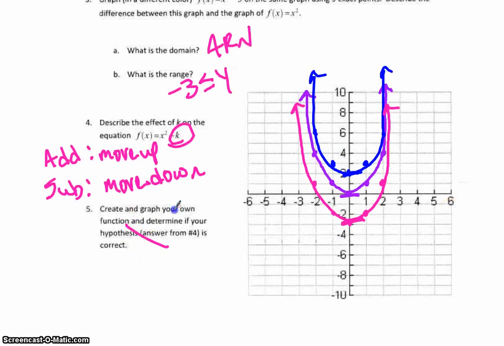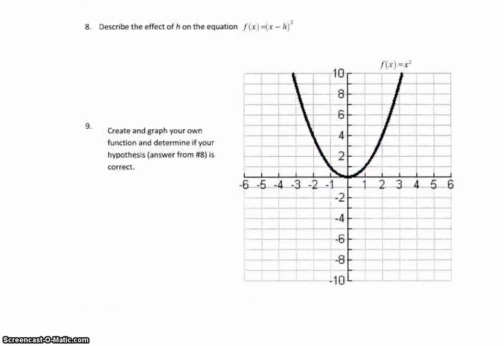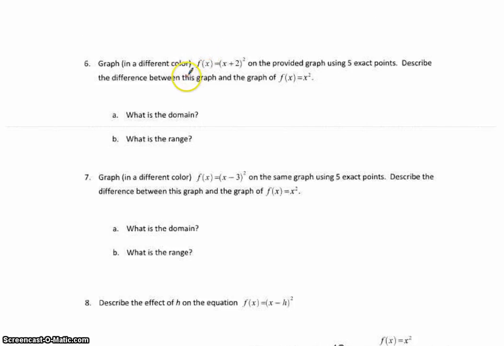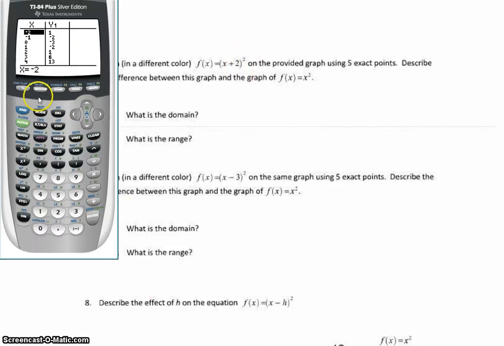And I'm not going to make you do number 5. So turning the page. Same thing, but we've got kind of different equations. They want us to do f of x is equal to (x + 2) quantity squared. So go to y equal, clear it out, open, x plus 2, close, quantity squared.